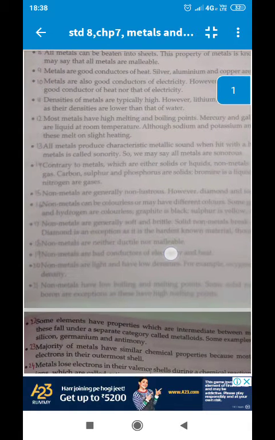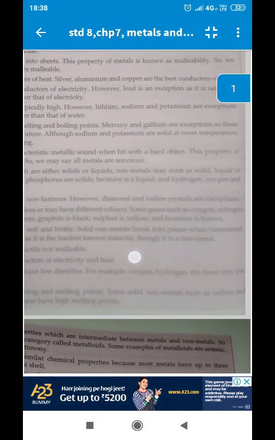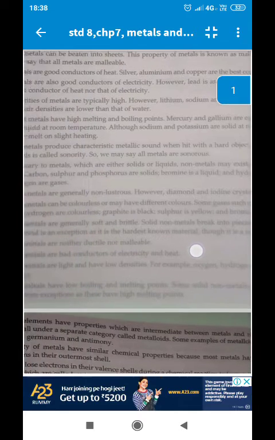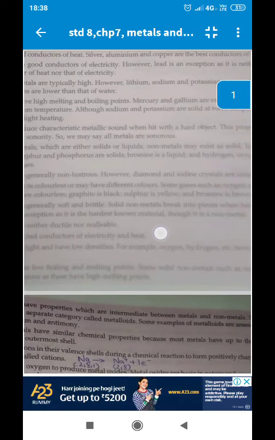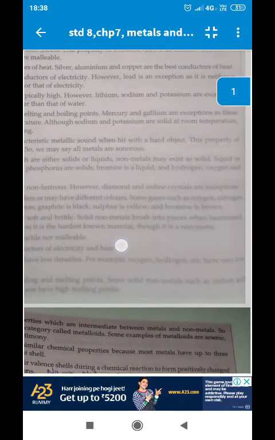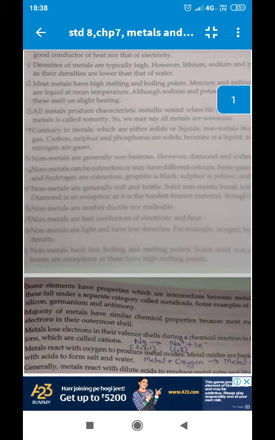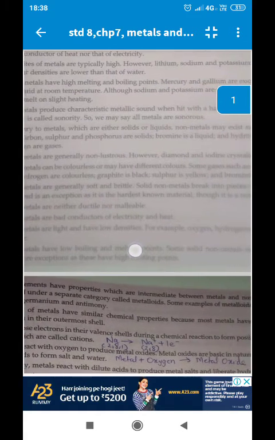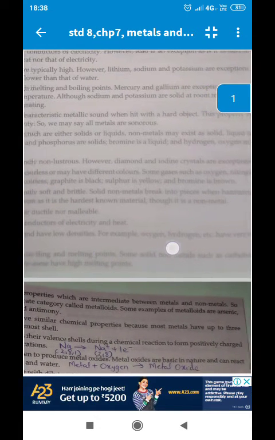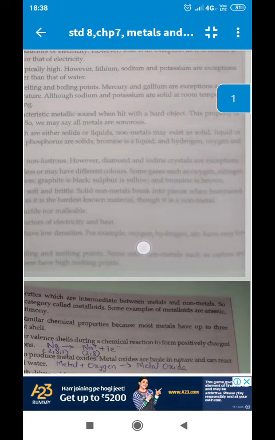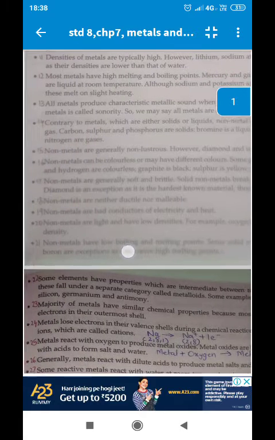Contrary to metals, which are either solid or liquid, non-metals may exist as solid, liquid, or gas. Carbon, sulfur, and phosphorus are solids. Bromine is liquid, and hydrogen, oxygen, and nitrogen are gases. Non-metals are generally non-lustrous, meaning no shining. However, diamond and iodine crystals are exceptions. They possess a great shining property, though they are non-metals.